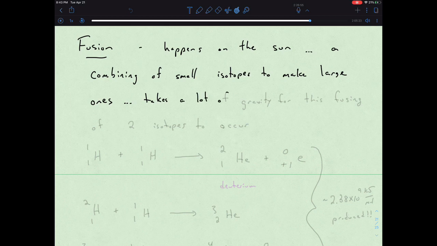It takes a lot of gravity for this fusing of two elements, or two isotopes, to occur. So you could look at, for instance, like I said, there's a myriad of processes that are going on in the sun. But you could look at protons. They do call it kind of this proton soup. A really hydrogen atom.